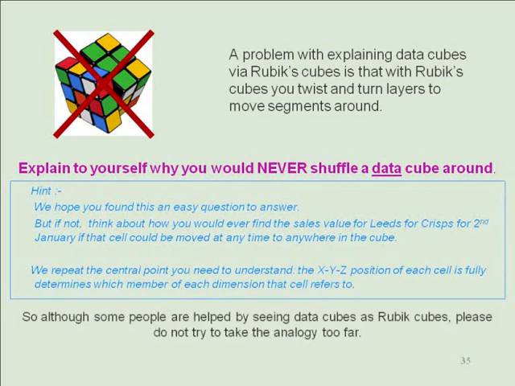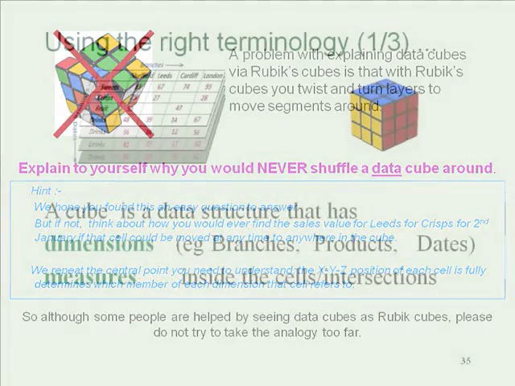Okay, we hope you found it easy to answer why you would never take one layer of a cube and shuffle it to somewhere else. But if not, think about how would you ever find a sales value for Leeds, for crisps, for the 2nd of January, if that particular cell could be rotated at any time to any position in the cube. We repeat our central point that you need to understand the X, Y, Z position of every cell fully determines which member of each dimension that cell particularly refers to.